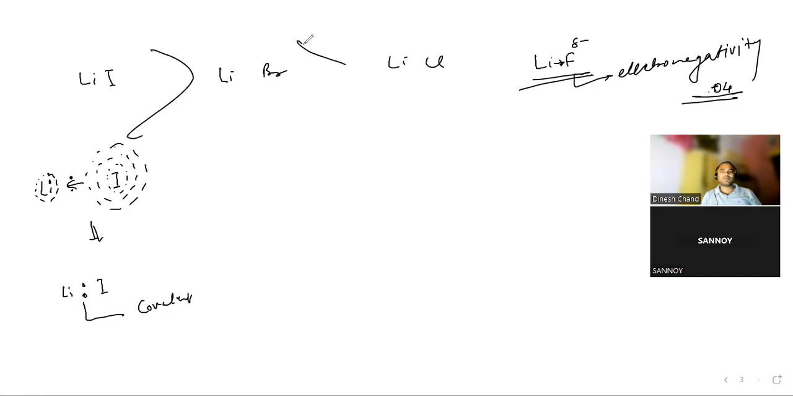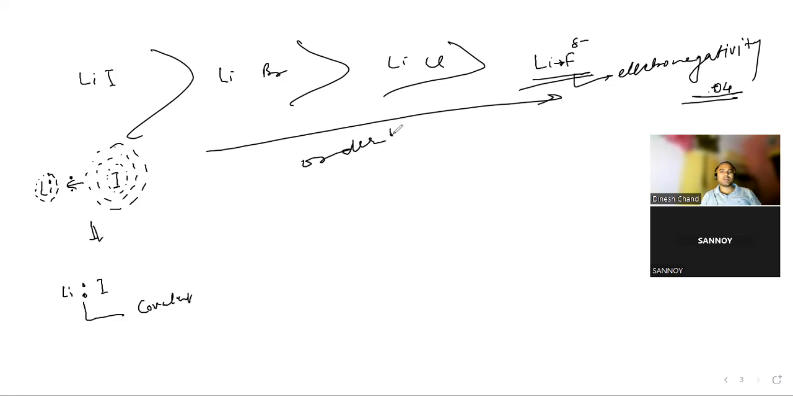Sir, this is the order of covalent character. I'm able to understand. This is the order of covalent character. You need to think on it. You need to think more and more, then it will automatically become easy.